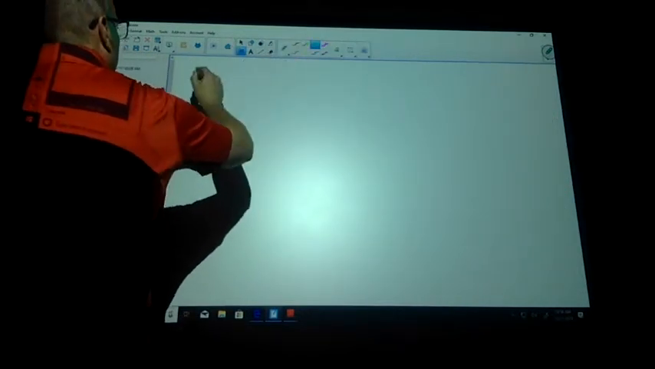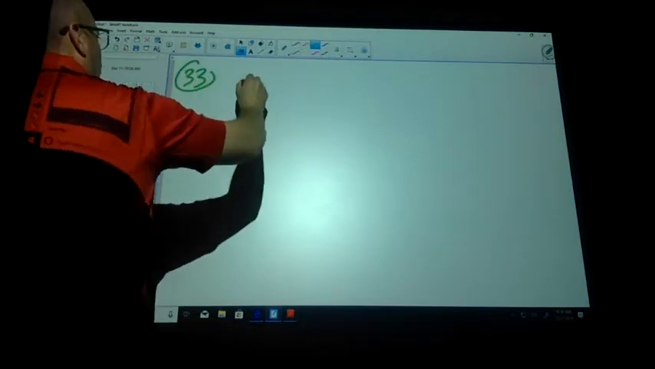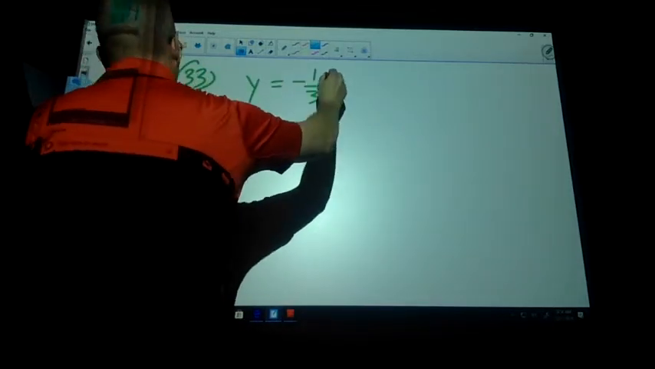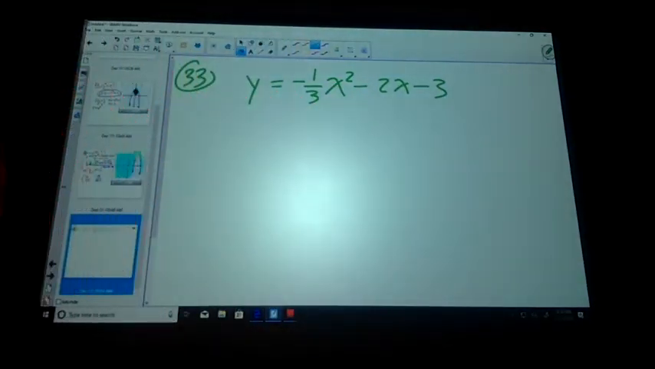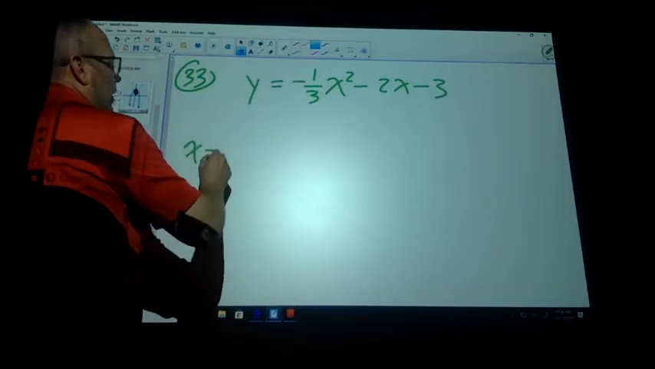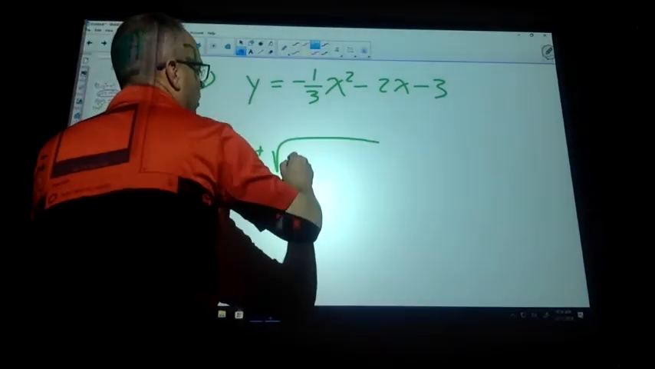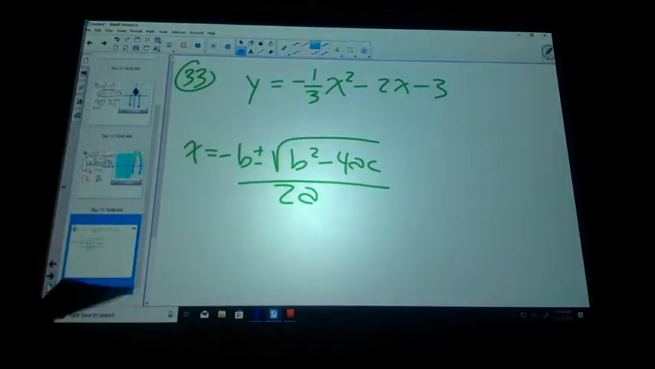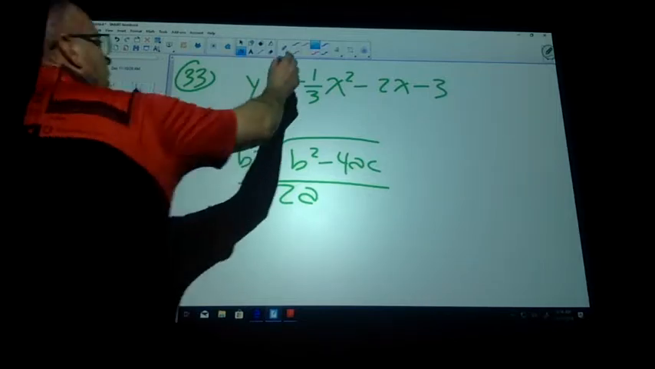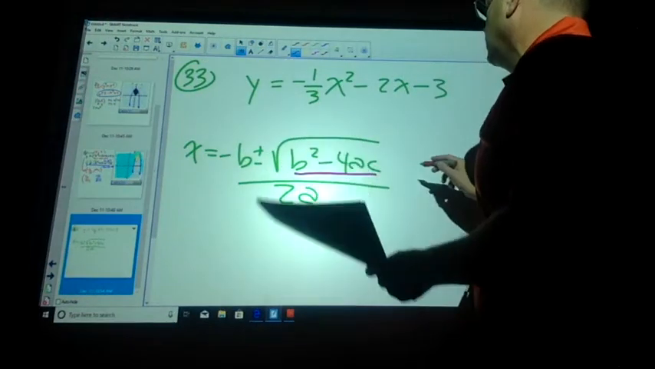All right, number 33 off of Unit 5, we have y equals negative 1/3 x squared minus 2x minus 3. Find the value of the discriminant. That means we've got to use the quadratic formula. So x is equal to negative b plus or minus the square root of b squared minus 4ac all over 2a. What part of that is the discriminant? The thing inside the radical. Inside the radical, good. So this right here is my discriminant.